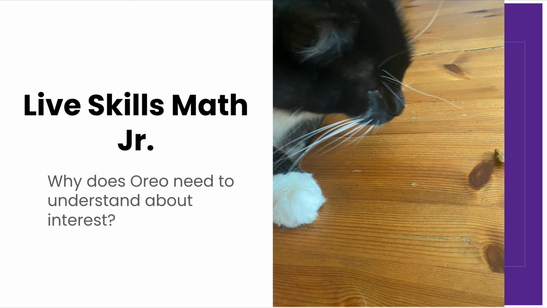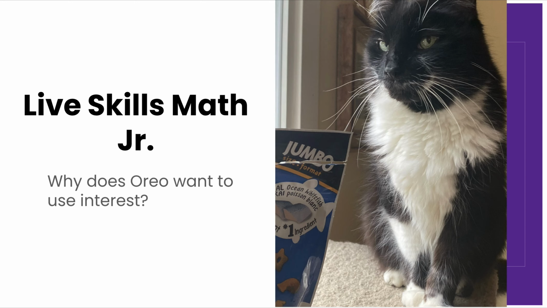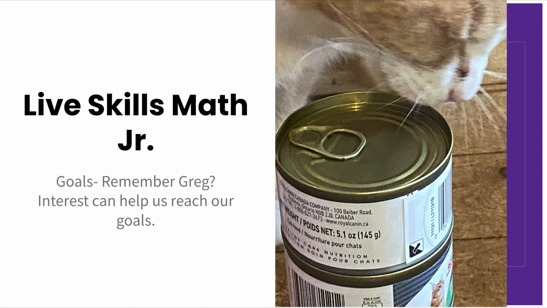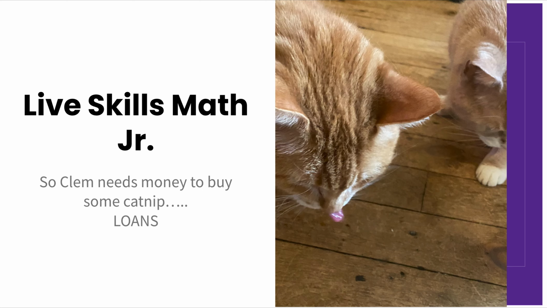So why does Oreo need to understand about interest? I mean, he's a cat. What does he need to know? Why does Oreo want to use interest? What interest can he possibly have in interest? Well, if you remember goals and you remember Greg, our old buddy Greg, and Oreo's buddy Greg, interest can help us to reach our goals. It can help us to get certain things. It can help us to give and share things. So there's two general uses for interest.